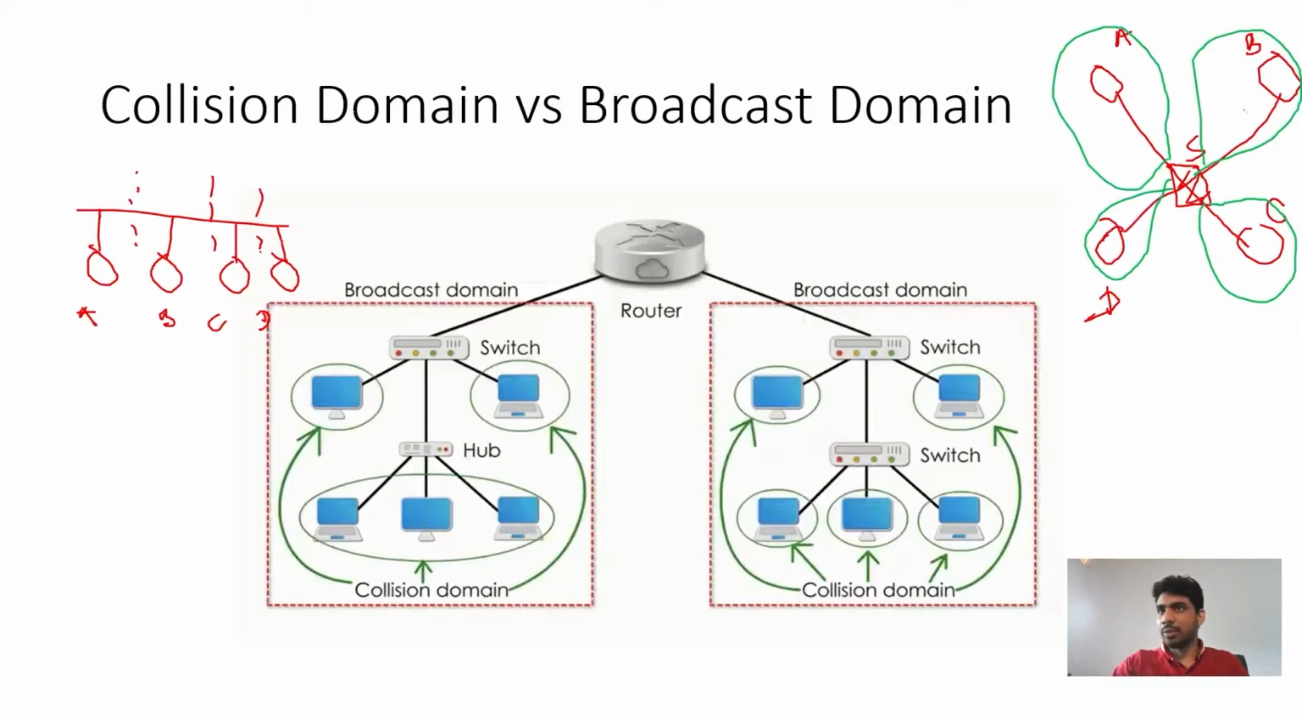Because of that there won't be collisions. We call this kind of part of the network a collision domain. So there will be 4 collision domains. That's what a collision domain does. It minimizes the collisions.